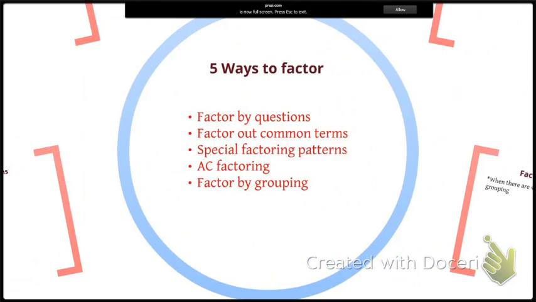I hope that you've enjoyed learning and reviewing the 5 ways to factor. If you have any other questions, please feel free to let me know, and I hope you do well on the test on Wednesday.